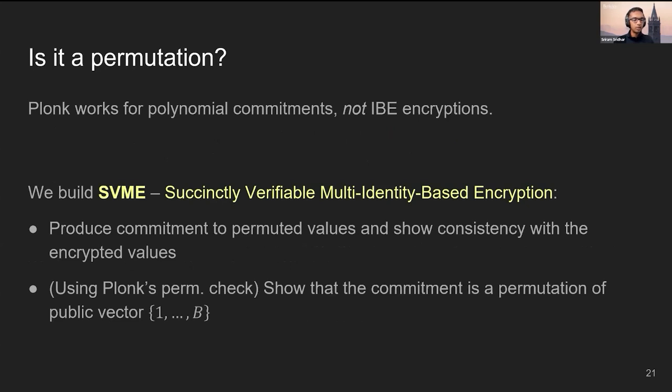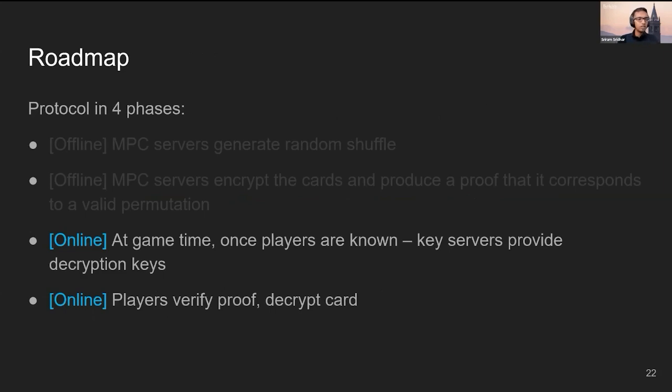So what we build is a primitive called SVME, succinctly verifiable multi-identity based encryption, which does two things. One, it produces a commitment to the permuted values and converts encryption to commitment and shows consistency with the encryption values. And once that is done, we can then use Plonk's permutation check and slightly optimize, because we just need to show that it's a permutation of a public vector, not a private vector. And note that all of this has to be done in the distributed setting as well. So we need to ensure that all our protocols are homomorphic and distributable. And in the case of Plonk, this can be done using the collaborative SNARKs work that was presented a few years back. So we're done with the offline phase.